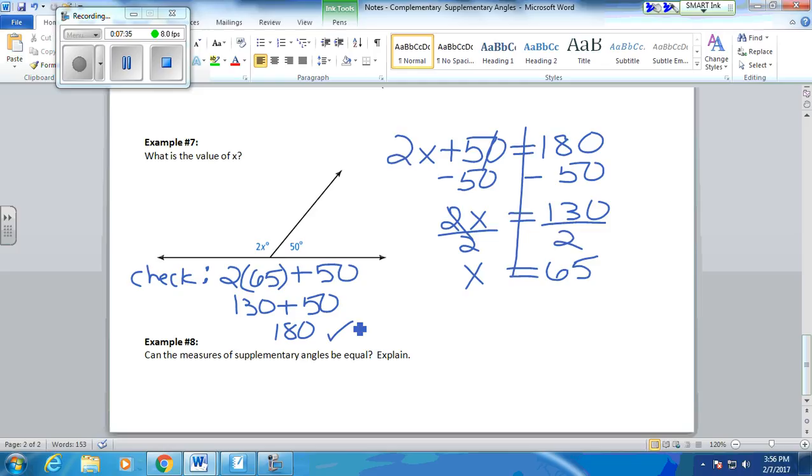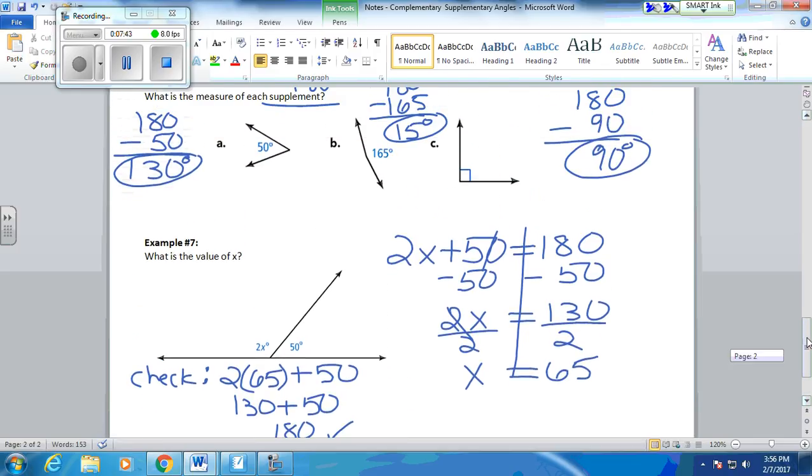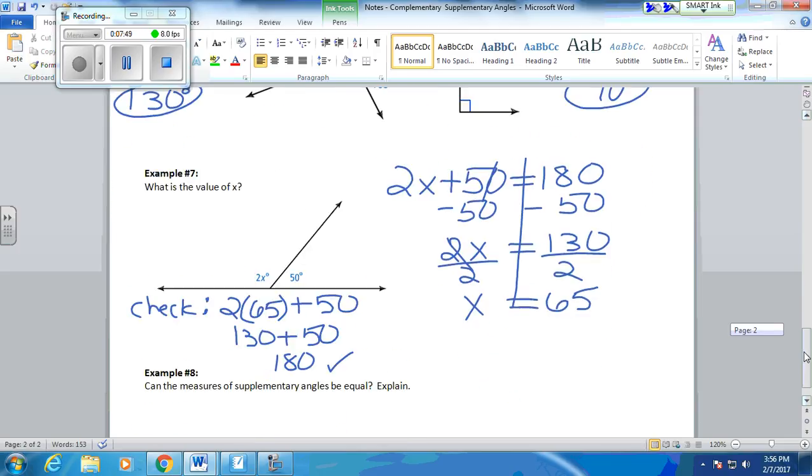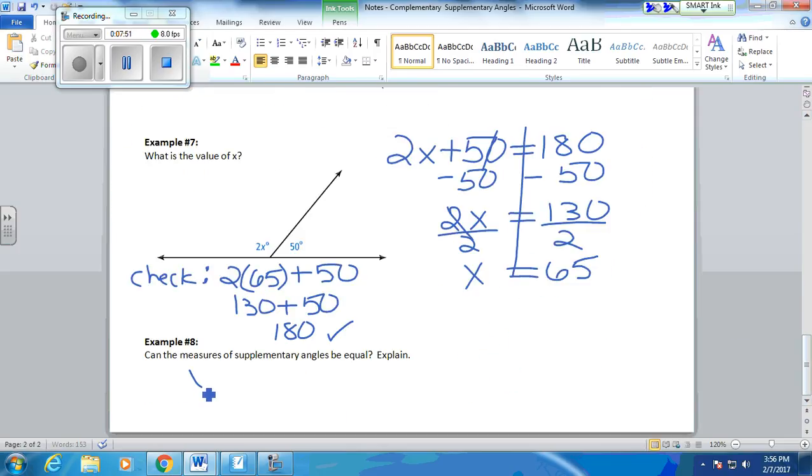Number 8 is asking, can the measures of supplementary angles be equal? And I'm going to say yes. If we refer back to C on number 6, we had that one angle was 90 and the supplementary angle was also 90. So I'm going to say yes. They could both be 90.